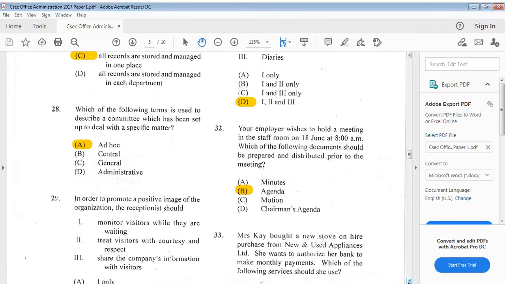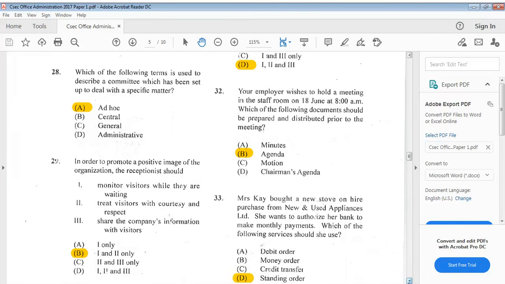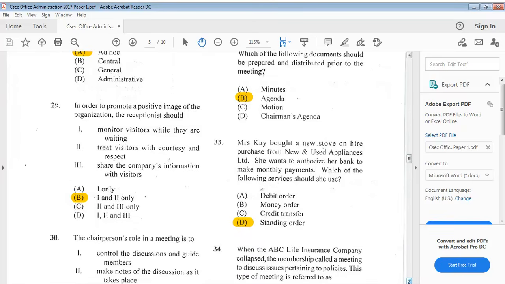Your employer wishes to hold a meeting in the staff room on 18th of June at 8 a.m. Which of the following documents should be prepared and distributed prior to the meeting? A, minutes. B, agenda. C, motion. D, chairman's agenda. So we know it would be agenda. That would be our answer, B. Let's go on to number 33.